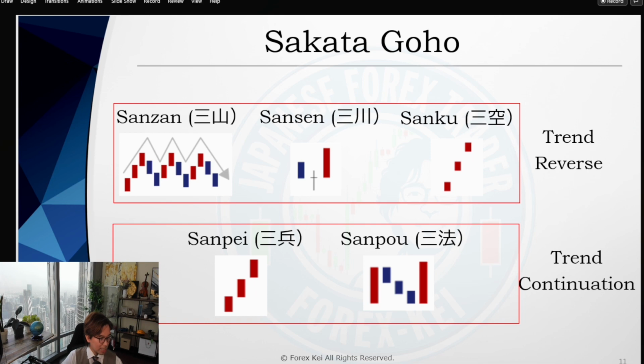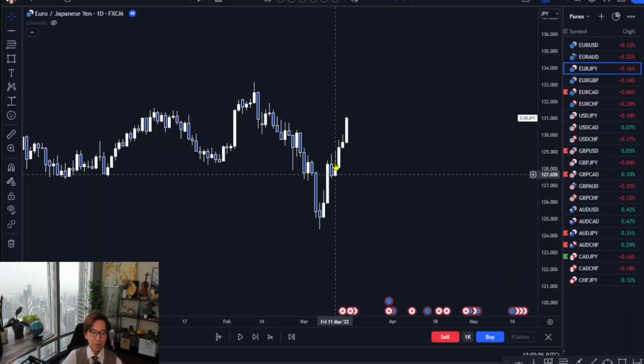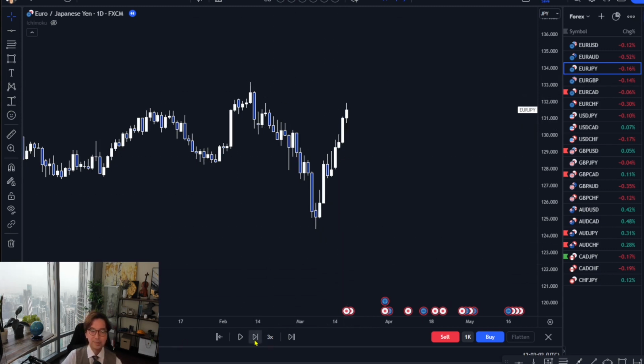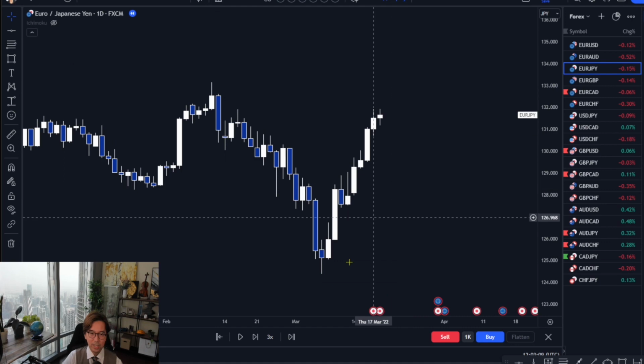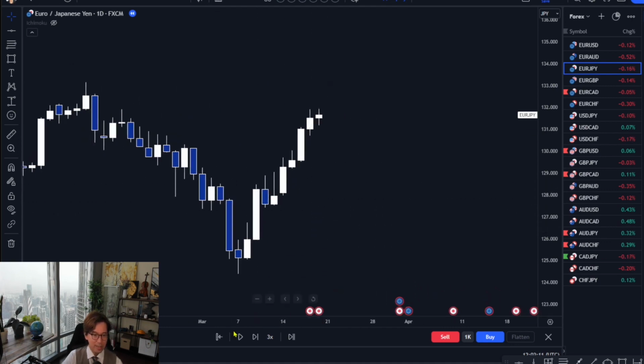So let's see how many candles Sanpei will continue in this market. It may go up to the resistance. So let's see. Okay, still continuing. Okay, hold on, let me zoom in so that you can see more clearly on these candles.